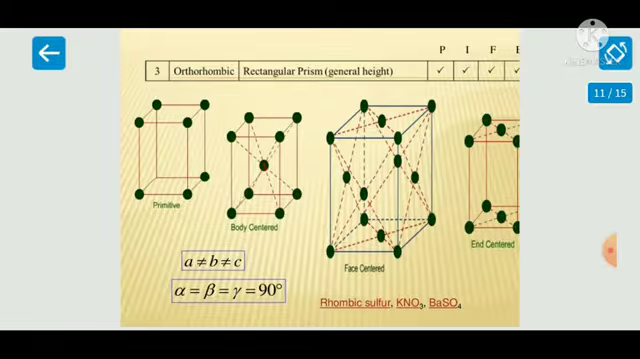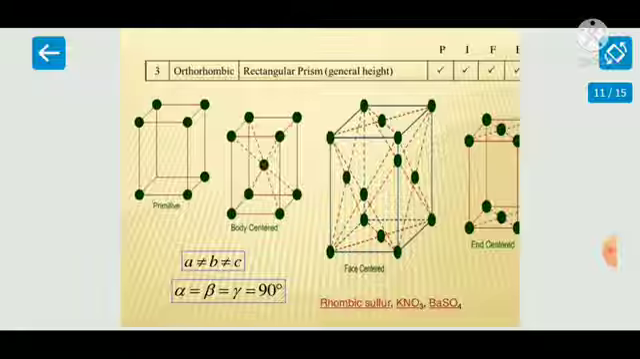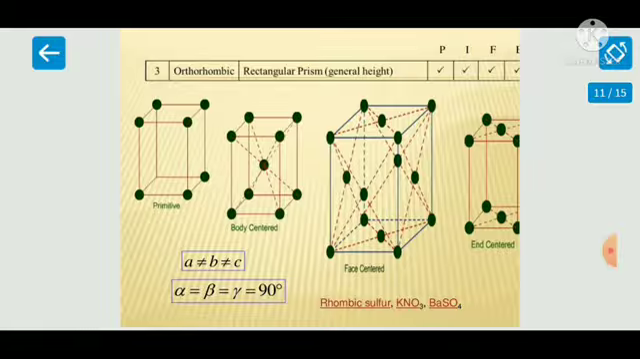See that it is different: corner atoms and the center of body center, face center, and end center. A is not equal to B is not equal to C. Another point is alpha, beta, gamma is equal to 90-degree angle. So this is orthorhombic, the rectangular prism of general heights. Its example is potassium nitrate. Another one is barium sulfate.